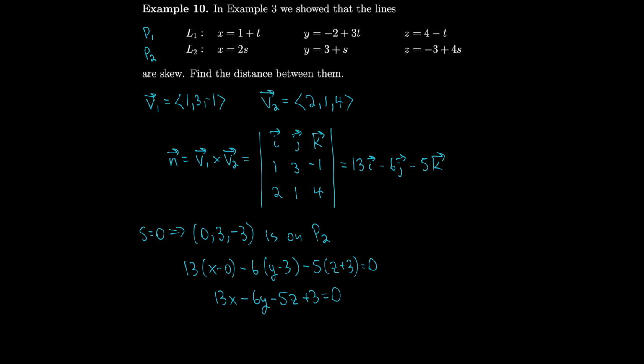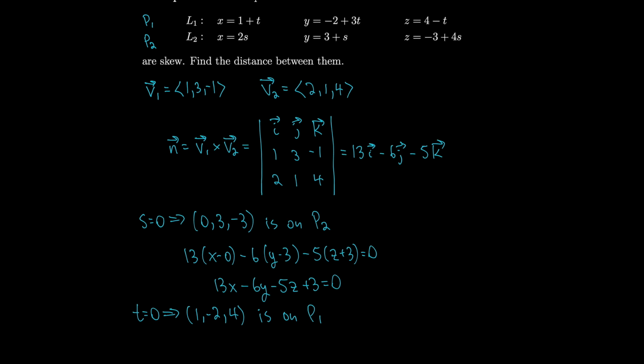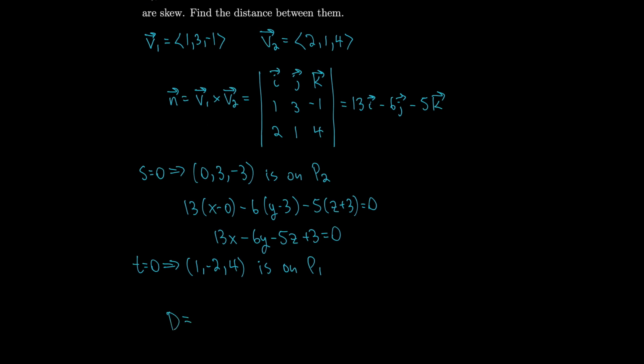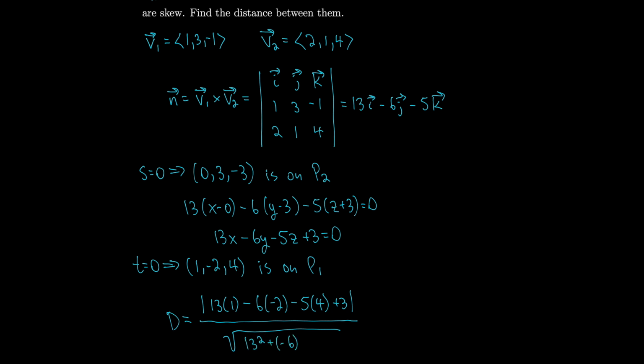I want the distance between that and P1, so I need a point on P1. So how about we set t equals 0 to get a point on P1? Well, that'll mean that (1, minus 2, 4) is on P1 just by plugging t equals 0 into L1. So now I have a point, I have a plane, I can find the distance between them. So we'll say the distance d is equal to the absolute value of 13 times 1 minus 6 times minus 2 minus 5 times 4 plus 3, over the square root of 13 squared plus negative 6 squared plus negative 5 squared, which is 8 over square root of 230, which is about 0.53.